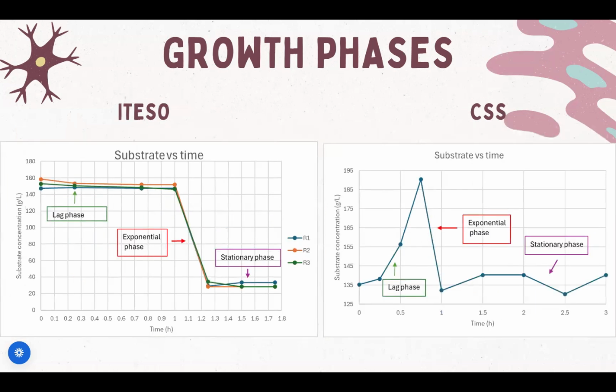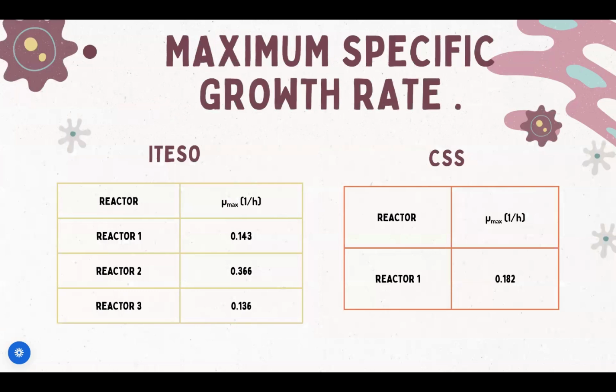Same here for the substrate, and here also we can see the three phases. Then from these growth curves, we calculated the maximum specific growth rate, that is the mu max. For ITESO, which worked with three reactors, reactor 2 showed the highest mu max at 0.366 per hour, while reactors 1 and 3 had 0.143 and 0.136. For CSS, which used one reactor, the mu max was 0.182 per hour.